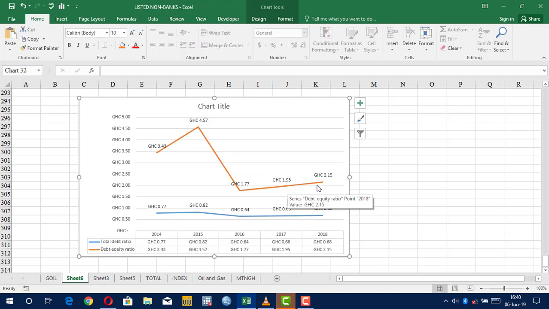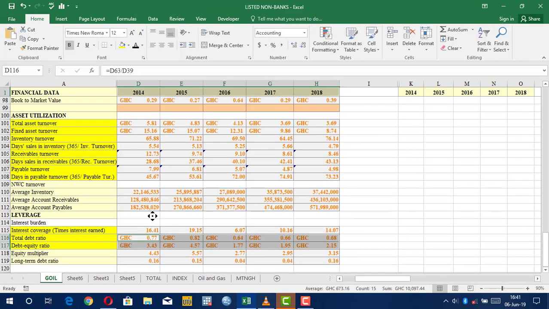So how is the shareholders' equity able to cover all outstanding debts? For every 1 cedi in debt, how many times can shareholders' equity cover that amount of debt? That is 3 cedis. So if the company is borrowing 1 cedi, the shareholders' equity can pay up that amount 3 times, or 3.43 Ghana cedis, 4.57 cedis, 1.77, 1.95, 2.15 for the period. So this has been the performance of GOIL.